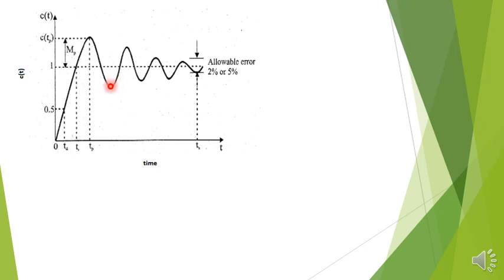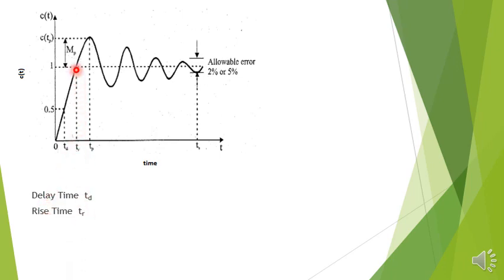So what are those time domain specifications? The first one is TD, that is delay time. From the graph, it is the time taken to reach 50% of the steady state value. So delay time TD is the time taken by the response to reach 50% of the steady state value. Next is TR, that is rise time.